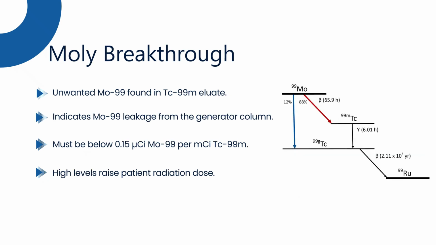So it basically gives the Moly breakthrough, and it is unwanted Moly 99 which is found in the technetium 99m eluate, and it indicates how much Moly 99 has leaked into the generator column, and the limit for this has been set as 0.15 microcurie per millicurie of technetium 99m. So we'll see how it can be done in a practical way.